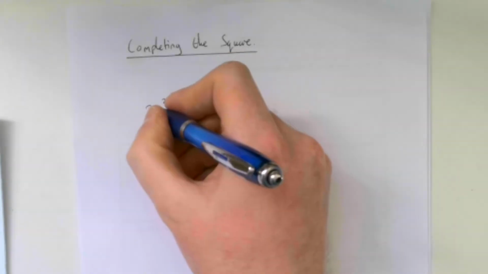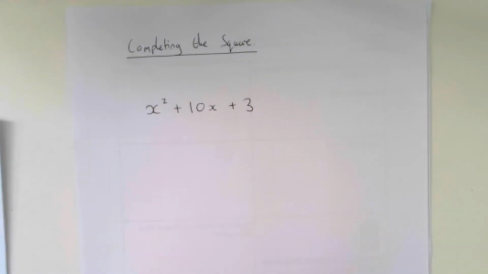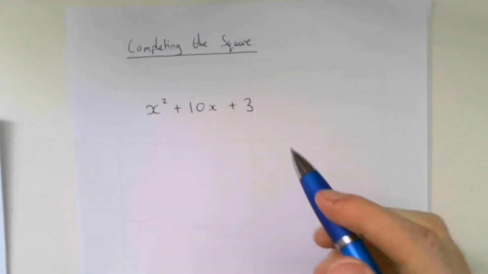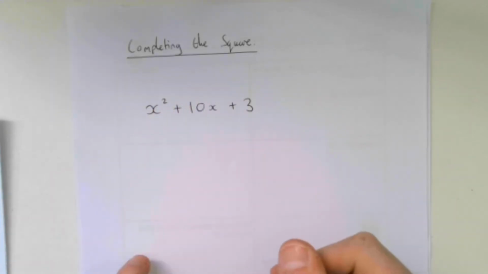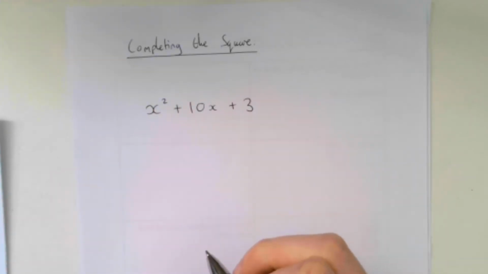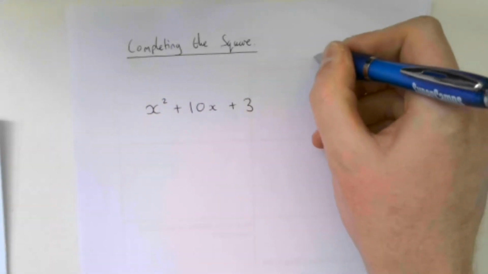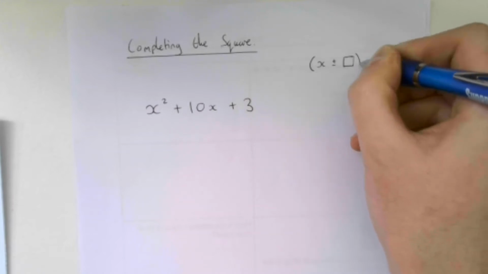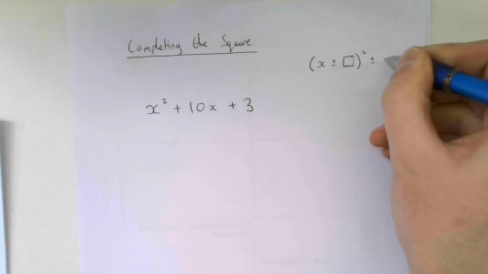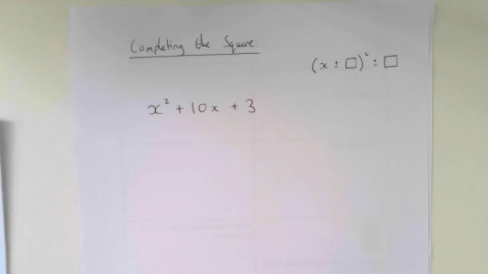Quite a few of you have been asking about how to complete the square and then how to solve using completing the square, so I'll show you how to do both. So I've got this expression to start off with, x squared plus 10x plus 3, and I'm going to just complete the square on it to begin with. The completed square form will always look like x plus or minus something squared and then plus or minus something else. It will always look in that form, and that's what we want to end up aiming towards.